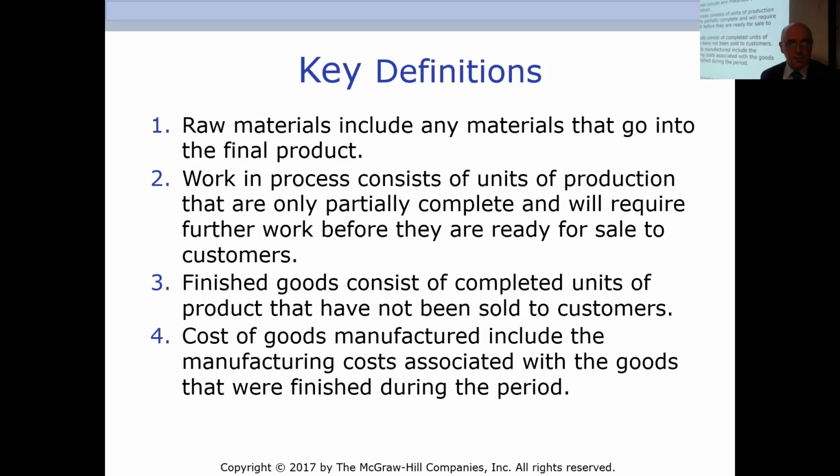Key definitions: raw materials include any materials that go into the final product. Work in process consists of the stuff that isn't finished yet. I'm ad-libbing here a little. Finished goods consist of the stuff that is finished. And the cost of goods manufactured include the manufacturing costs associated with the goods that were finished during the period.